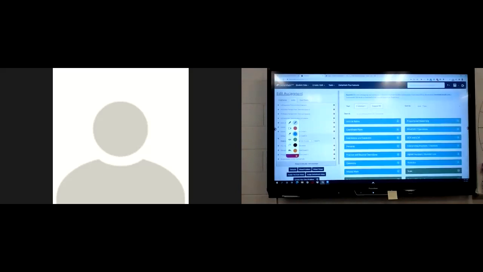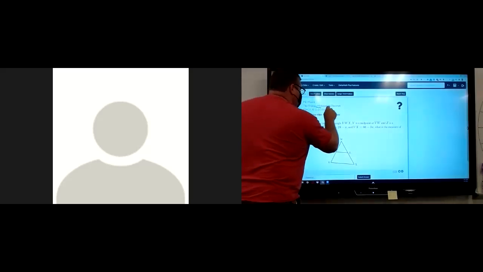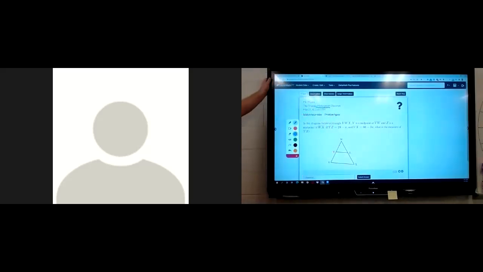Let's go back. Now, we're going to do this guy. You haven't done the Edpuzzle for this, I'm assuming, because it's due Wednesday. But can somebody tell me what a mid-segment is? And look at the picture. What do you think? It's probably going to be in the middle, don't you think? I believe she's right.